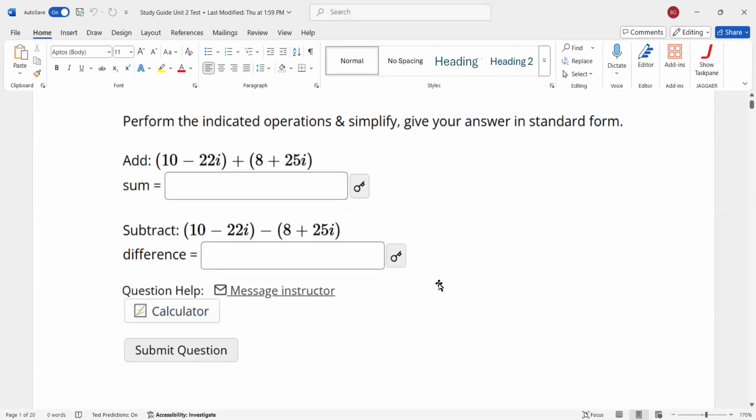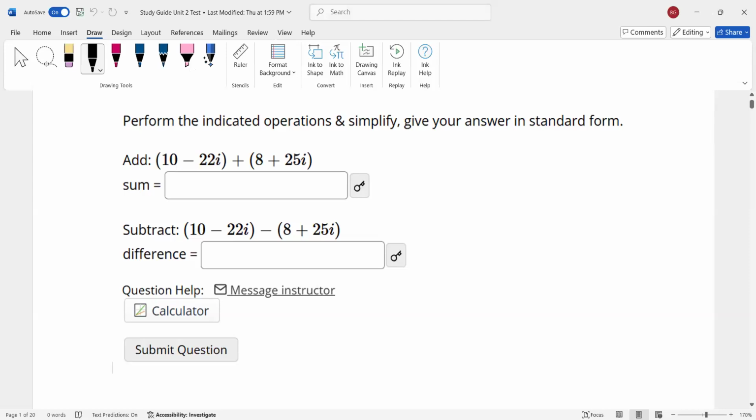The first question: perform the indicated operations and simplify. Give your answer in standard form. The question has two parts. First part, we need to add two complex numbers. Second part, we need to subtract two complex numbers. I would say very easy. Let's do that together. Now hide the floating meeting controls.